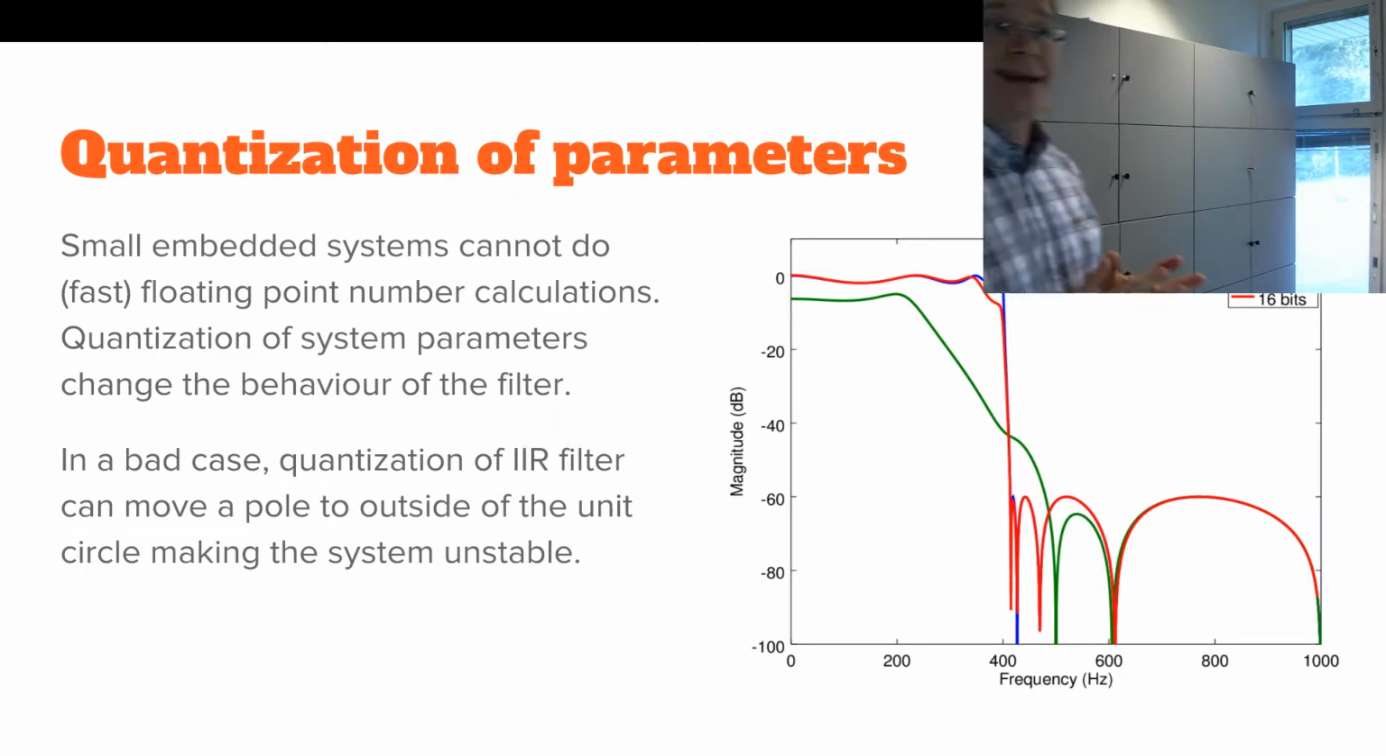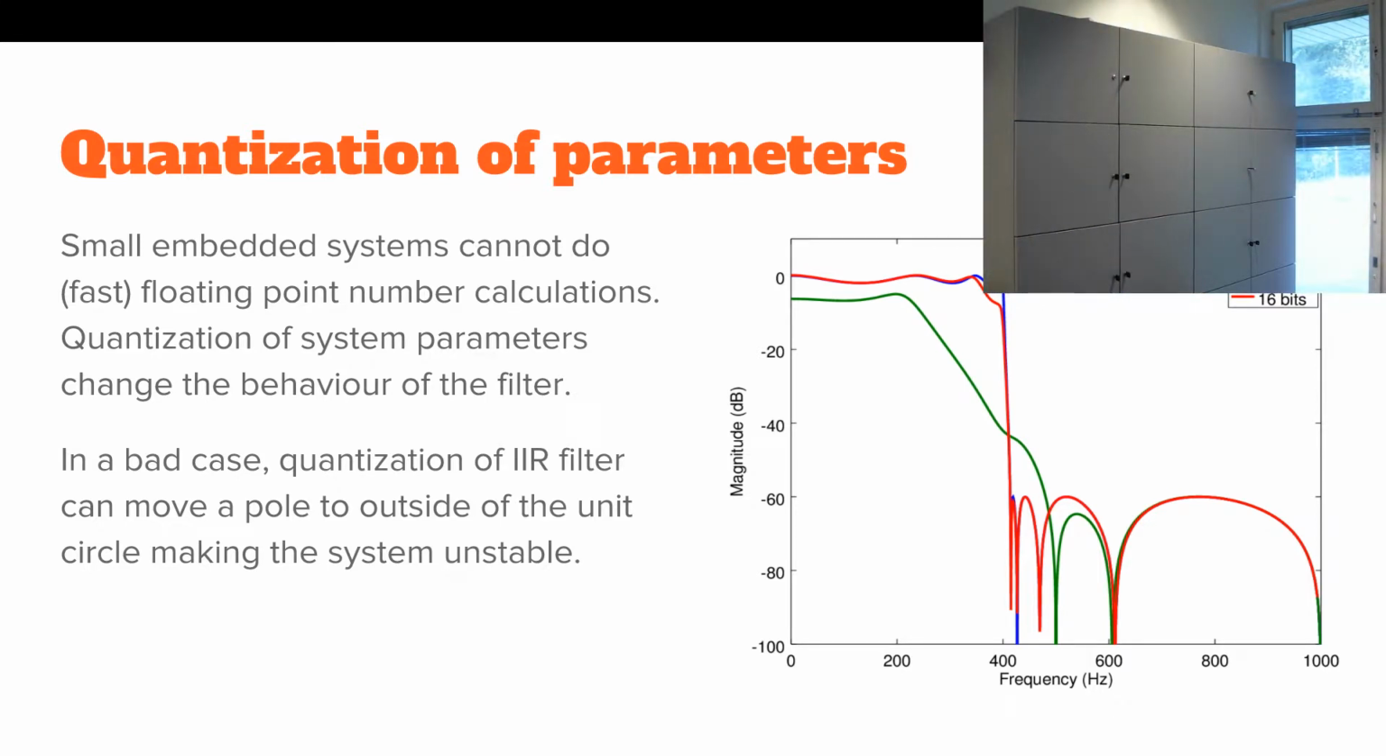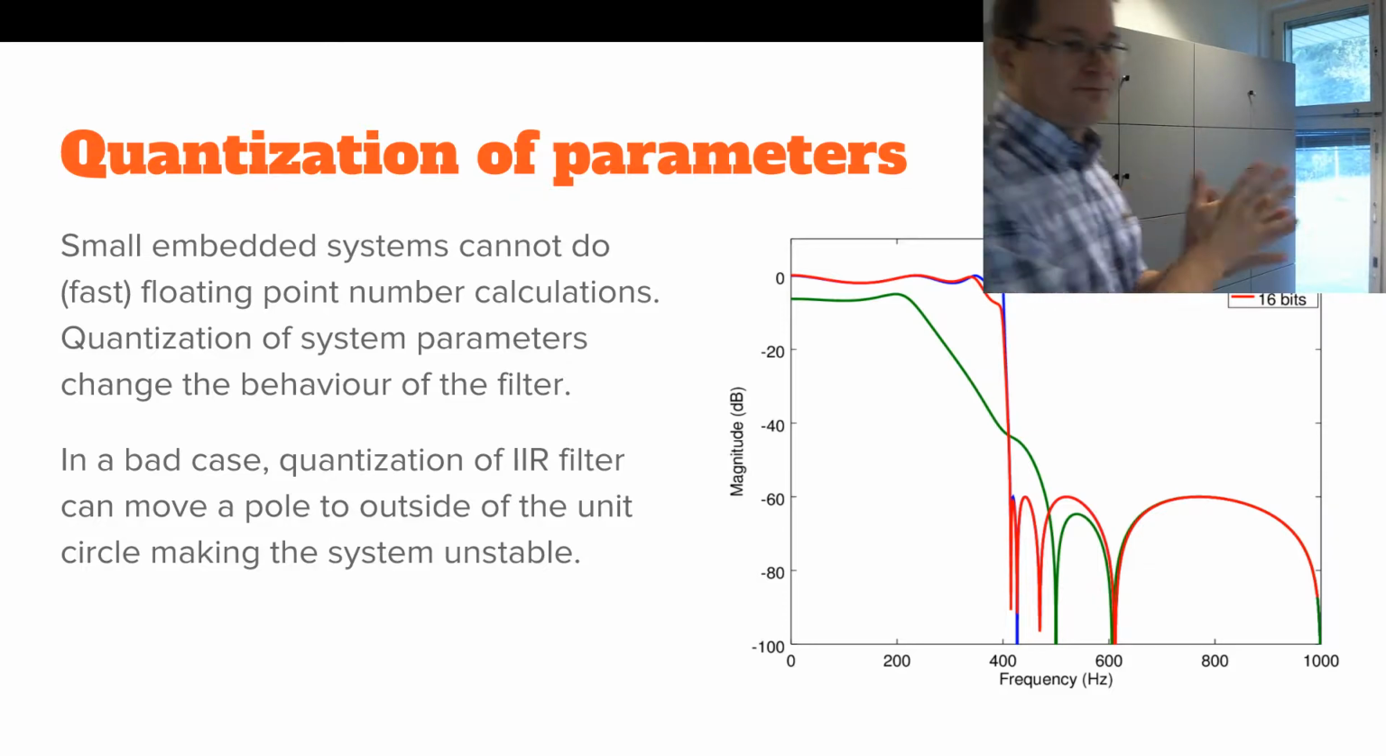Okay, and in a bad case, when we're thinking of an IIR system, if you have a pole very close to the unit circle in your ideal floating point system, when you then start quantizing the filter coefficients, the poles can move outside of the unit circle, and suddenly you have an unstable system. Not good.